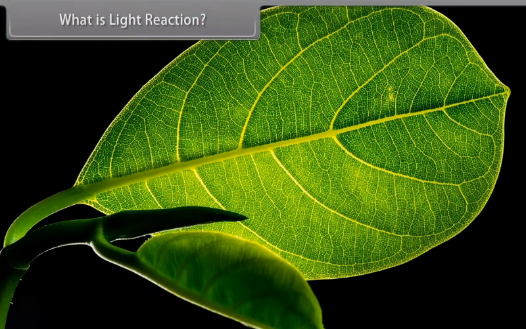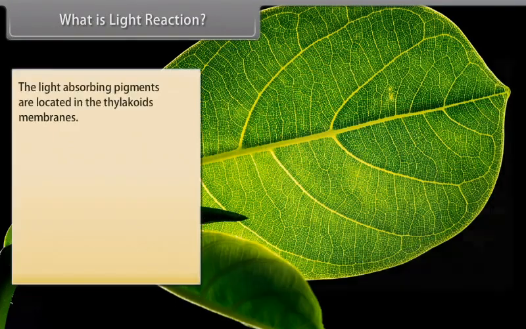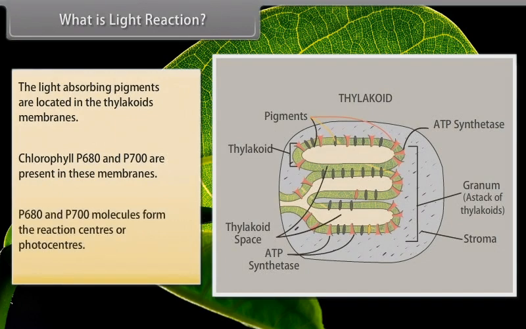What is light reaction? In light reaction, solar energy is trapped by chlorophyll and in a series of reactions, ATP and NADPH are produced and in the process, water splits and releases oxygen as a byproduct. The light-absorbing pigments are located in the thylakoid membranes. Chlorophylls P680 and P700 are present in these membranes. P680 and P700 molecules form the reaction centers or photocenters.